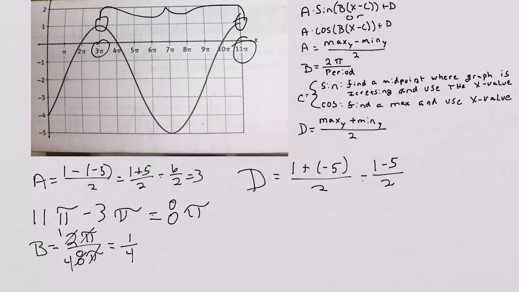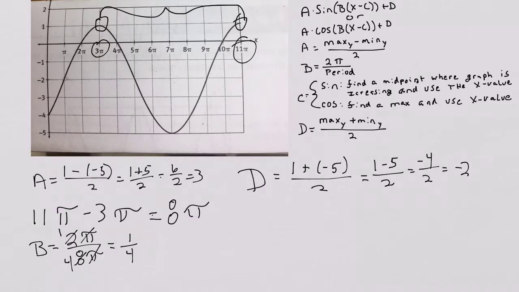Well, what's really nice about this, 1 minus 5 gives me -4 divided by 2, which is nothing more than -2. So now I have my d. I have my a, my b, my c, and my d. Well, I don't have my c yet, but I have my a, my b, and my d. Now we have to find the c.